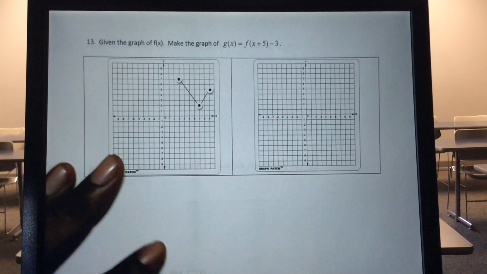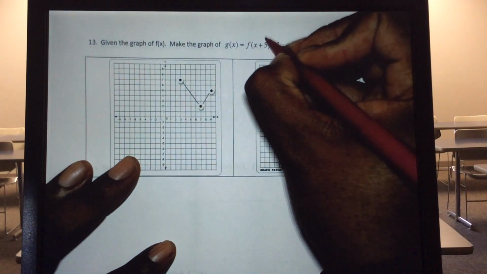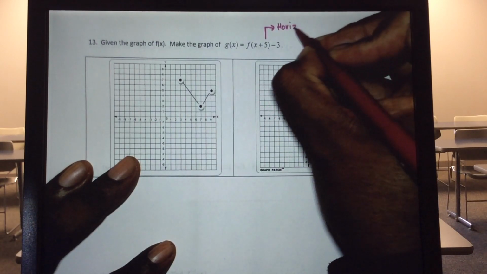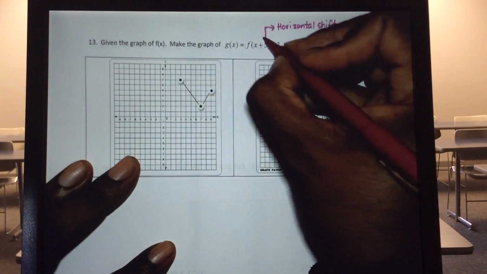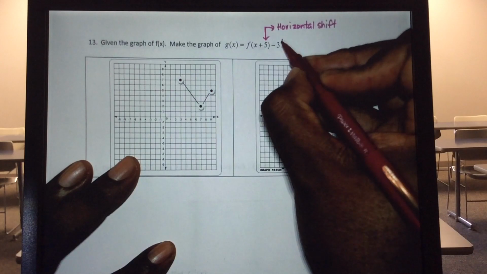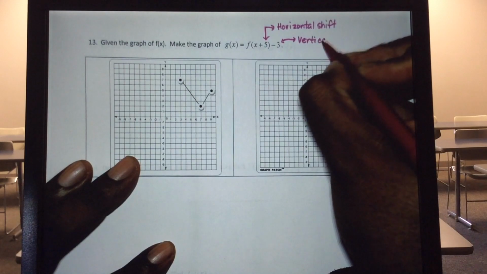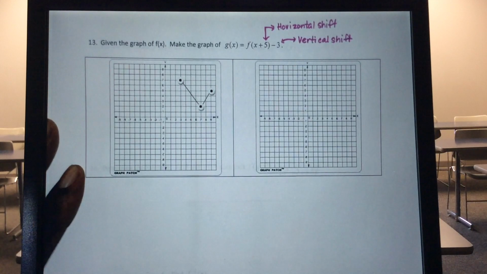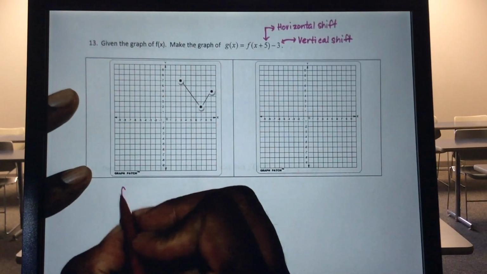There are two different transformations here. Notice the plus 5 next to the x. That tells me I have what they call a horizontal shift. And then that minus 3 here tells me I have a vertical shift. So these are the two transformations that we have in that particular g of x function.